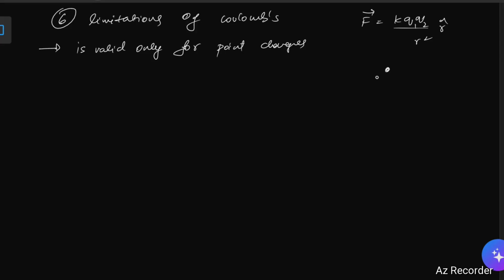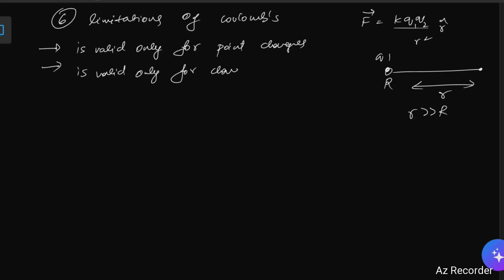If there is a charge of some radius, say capital R is the radius of charge q1, and we are calculating the electric field or force at a distance r, and r is much greater than capital R, then we can call q1 a point charge. The second point: it is valid only for charges at rest. If the charges are moving, then we cannot apply Coulomb's law. These are the two limitations, and this question has been asked recently in the preparatory exam and last year in the quarterly as well. Next, we'll study electric field.